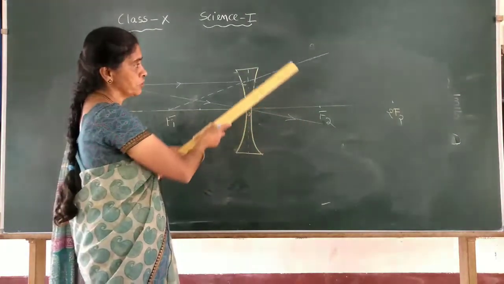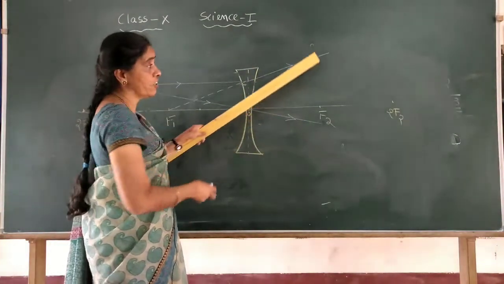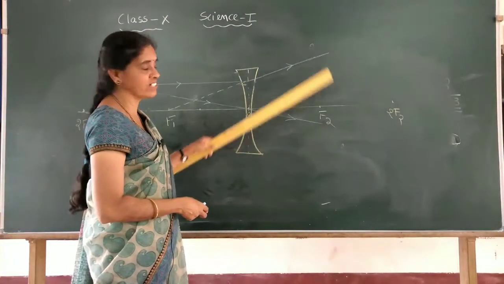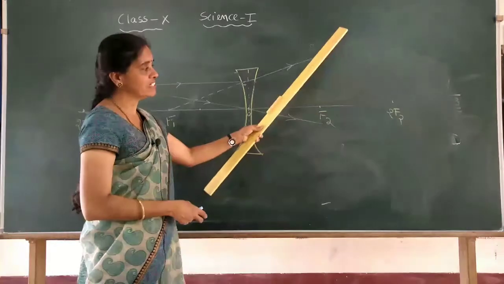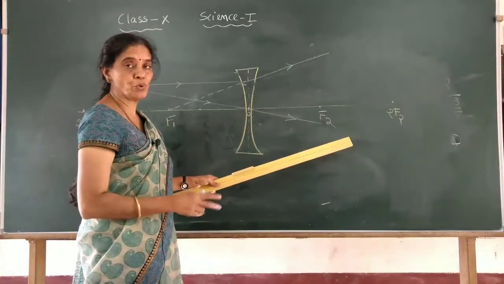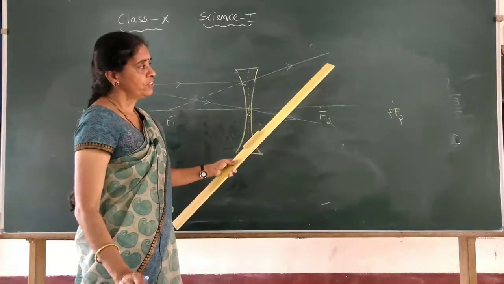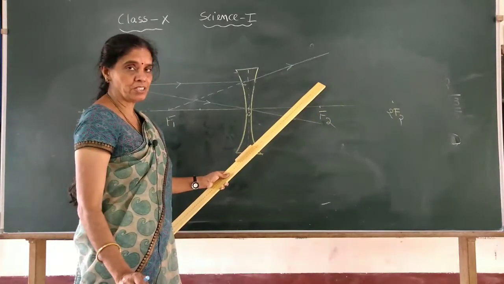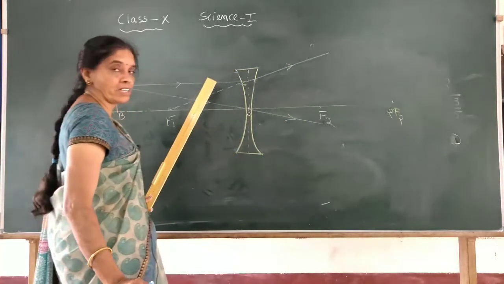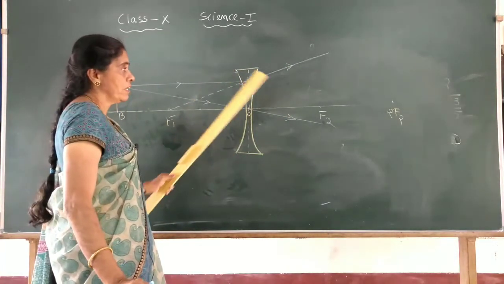Now if you see the two refracted rays, they are not meeting at all, they are diverging. So if you keep the screen in front of the lens, you won't get any real image. Okay, now if you look from this position, you can see the image on the backside. Now how is it possible?